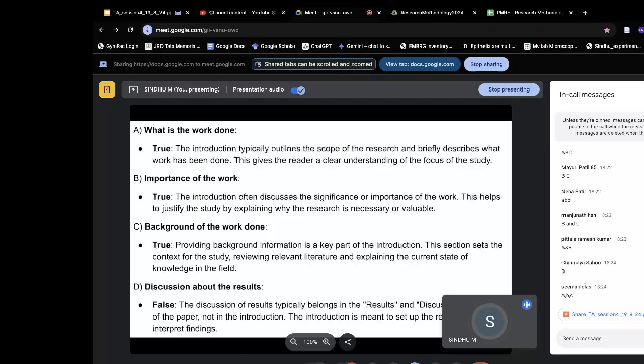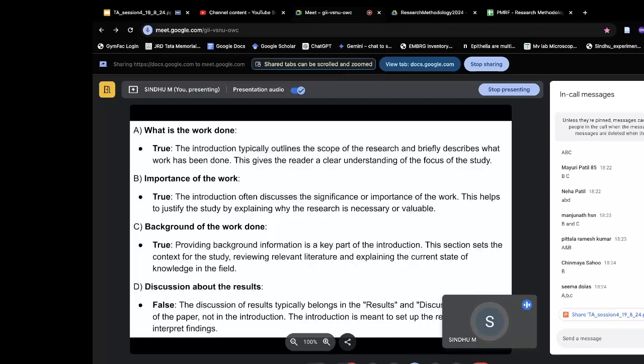So what is the work done? Yes, after mentioning the research gap in the field, then briefly they'll write about what they have done to address the gap. So option A is correct, and option B is correct, importance of the work, that is also correct, because after mentioning what they have done, they'll also write about why they have done it and why it is important.